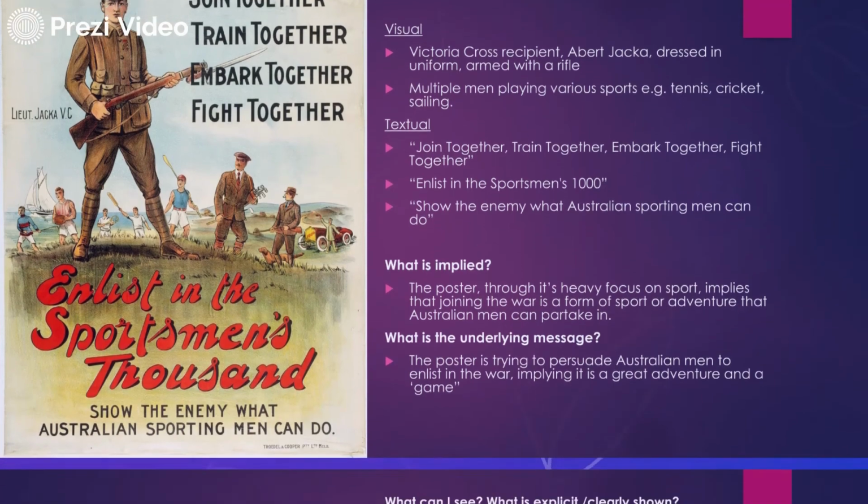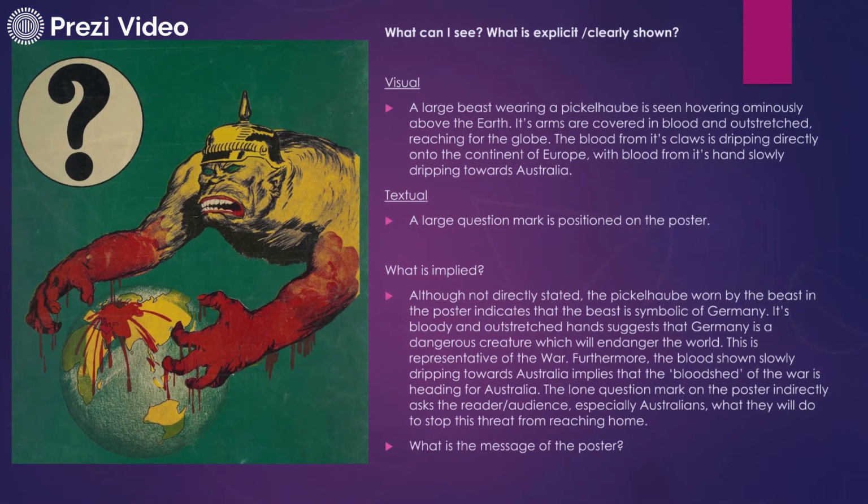Now that we've looked at an explicit example, we're going to look at a rather implicit example. So this poster here, as we can see, the visual source is very rich, but when we actually look at what's explicit, when it comes to text, we can only see a question mark.